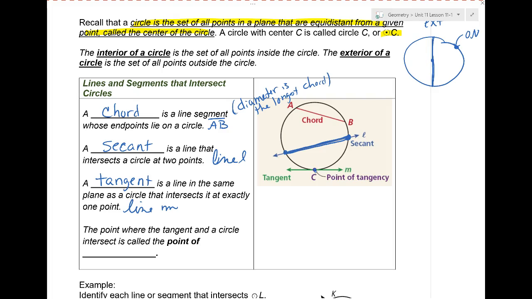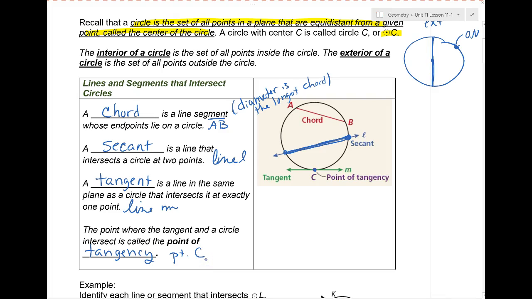So with that, you can have an infinite number of tangent lines to a circle, but it can still only intersect at one single point. That point has a name, and as you see it labeled there, it's called the point of tangency. And again, that helps us talk about location of things. In this case, that would be point C in our diagram.